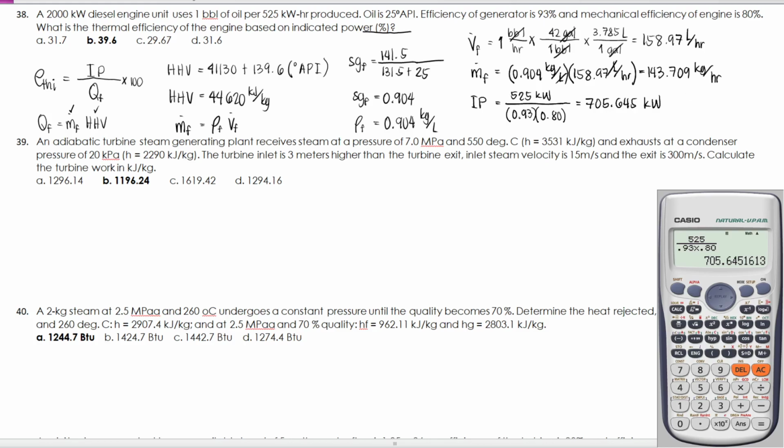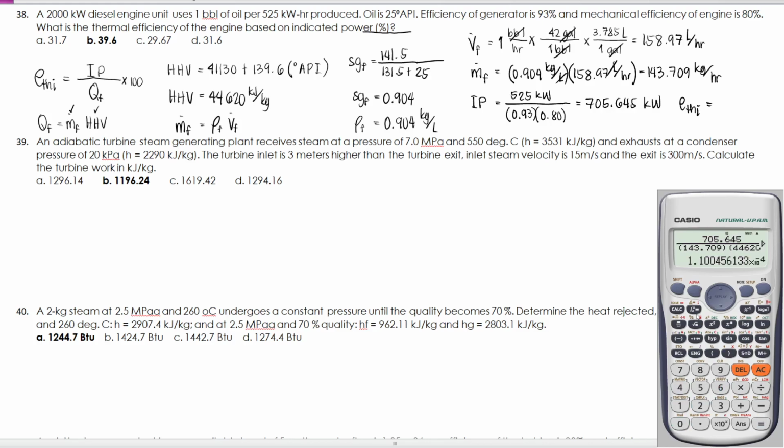Okay. And then, ayan. So, meron na tayo. Kasya pa ba? Kasya pa. Sulat na lang natin dito yung tamang set. So, substitute na lang natin yan mula dun sa ating working equation ng thermal efficiency para ma-solve natin yung ating hinahanap. So, the indicated power is 705.645 over QF na equal sa mass flow rate ng fuel which is 143.709 times the higher heating value na 44,620.